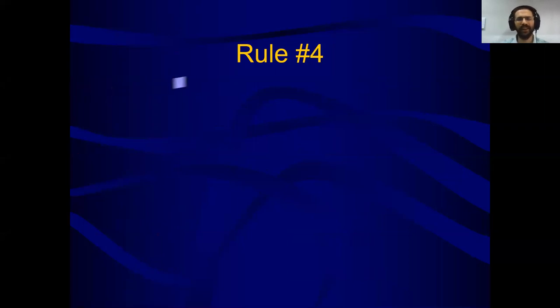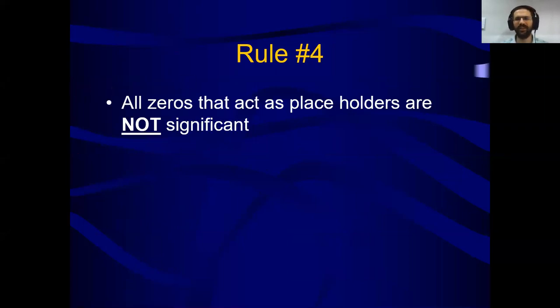Rule number 4. Rule number 4 says all zeros that act as placeholders are not significant. So rule number 2 and rule number 3 said zeros are significant when they're between non-zero digits and when they're to the right of a decimal and at the end, the final. Rule number 4 tells us when zeros are not significant. They're not important, so we don't count them.